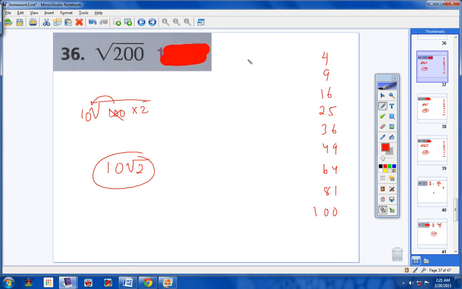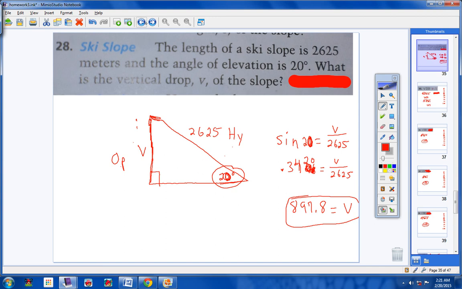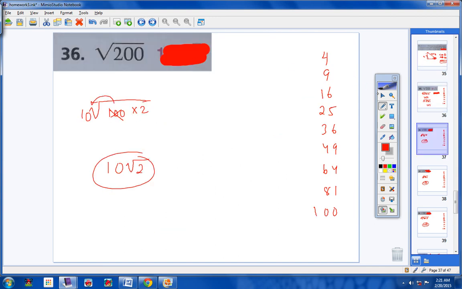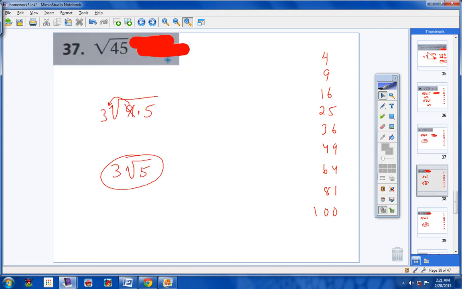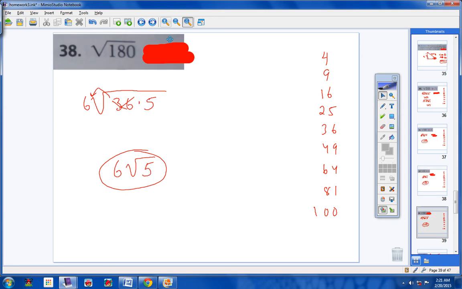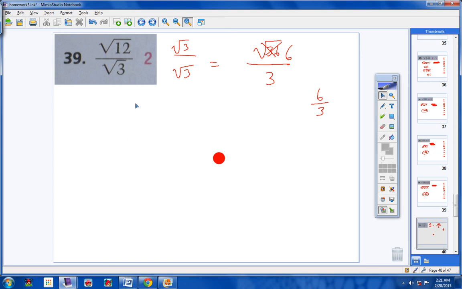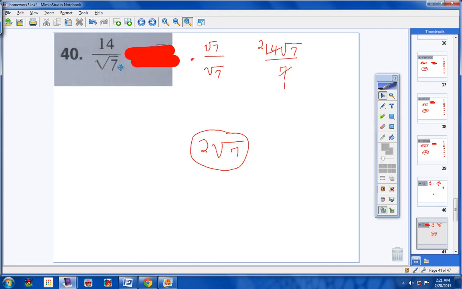And I don't think any of these have been showing you the correct answer, so I'll do that real quick. On 36, there's the answer. On 37, there's the answer. It matches. 38, we're getting 6 square root of 5, which matches our answer. And now number 39, we're getting 2 for an answer, I believe. Yes, 2. Now we're moving on to number 40, and the answer was 2 square root of 7. There we go. And then number 41.